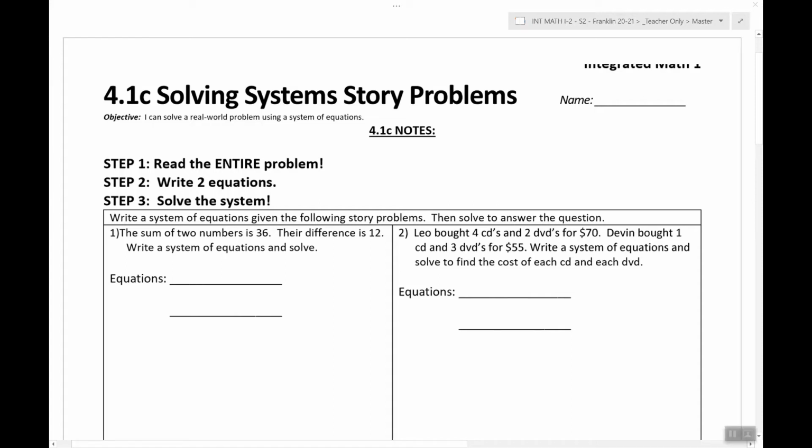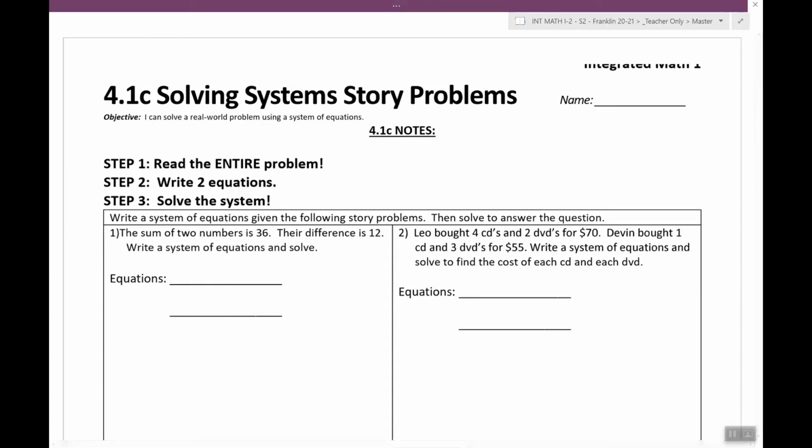Okay, we're going to continue our work with systems by looking at some story problems, some real-world situations in which you'll use a system of equations to model this sort of scenario. So we want to read the entire problem. That's always important. Write two equations. Remember, a system of equations, we need two equations for it. And then we'll solve the system that we write from the problem.